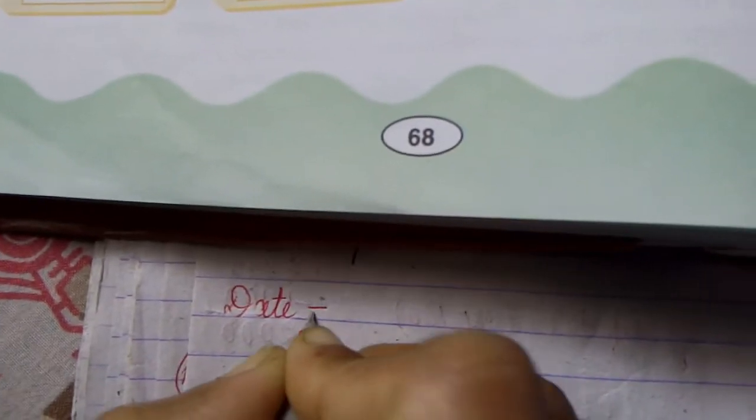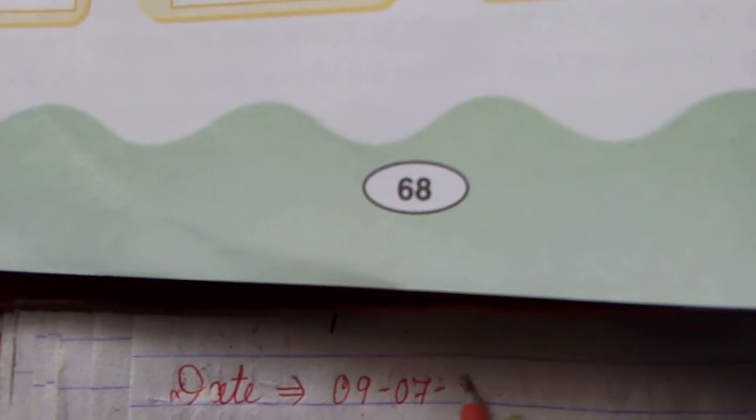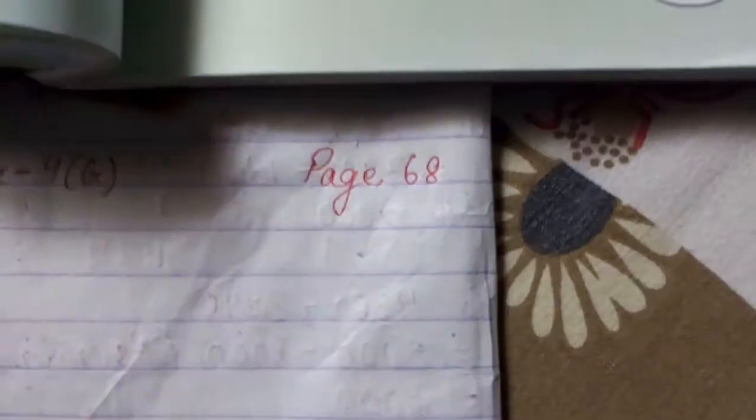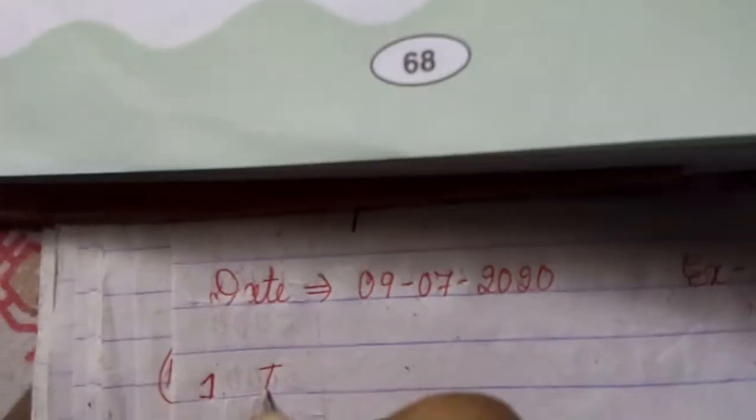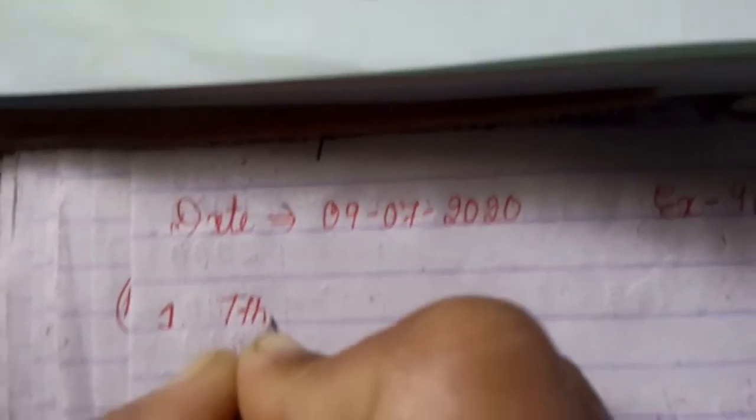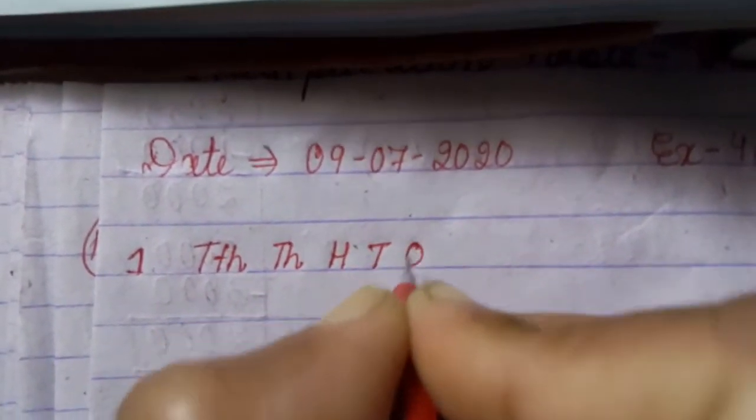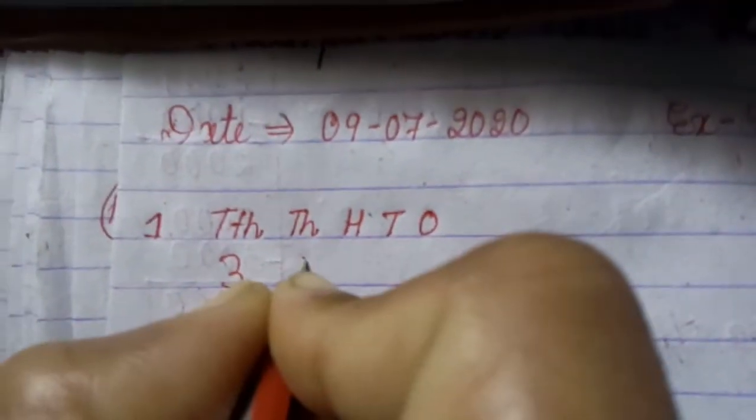So you will write today's date, that is 9/7/2020. Exercise 4G, page number 68. Question number 1. So we will copy down question number 1. 10,000, 1,000, 100, tens, ones. So copy down the number.